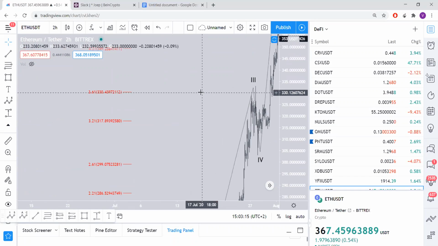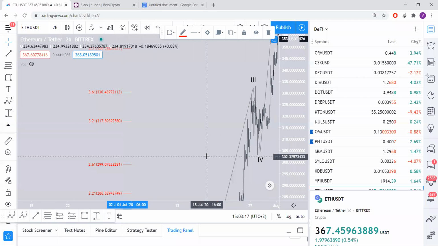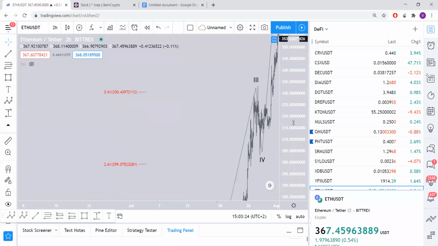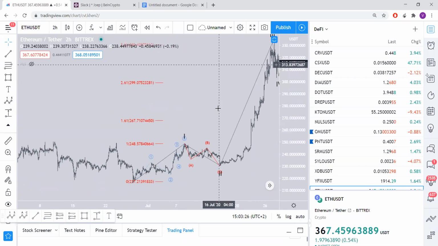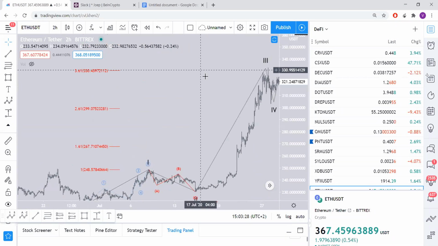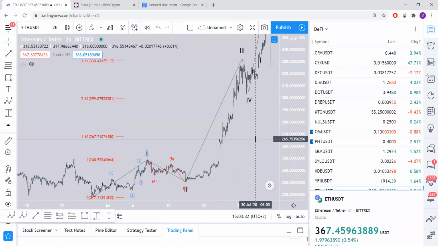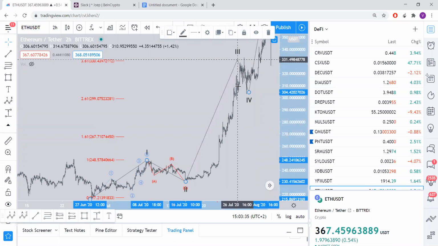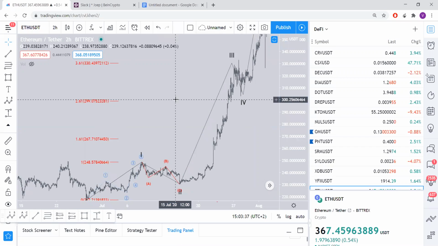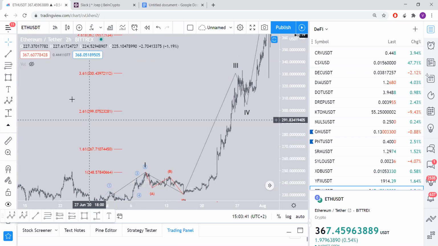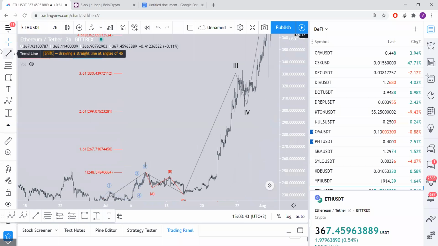And actually see the 3.61, I'll remove the 2 ones because I think they're 4.21, 2.21, 3.21. Okay, yeah. So 3.61 acted as the exact top. Now, if you're counting the subwaves, maybe you could have figured that out exactly. Maybe you would have sold here. It's still a decent profit. But yeah, so 1.61, 2.61, 3.61, and 4.61.